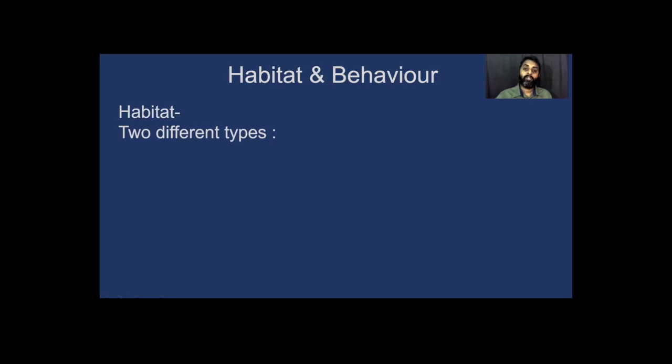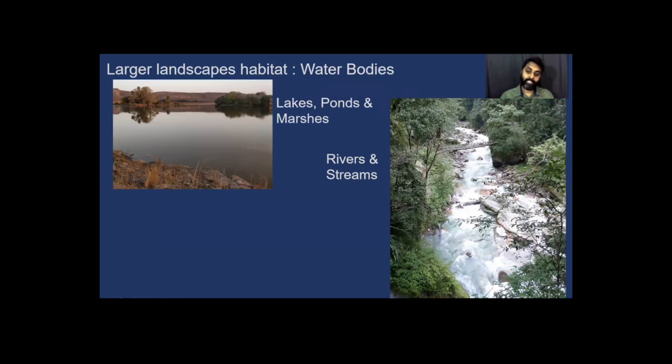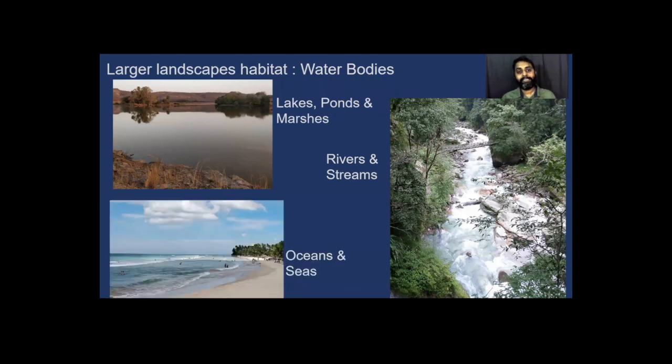So let's look at the habitat I'm going to discuss today. We are going to talk about two different types of habitat, that is a larger landscape habitat and birds' habitat in that landscape. I'll go slowly so that it's easier for you to understand with examples. Larger landscape habitat will take water bodies. So water bodies could be lakes, ponds, marshes, rivers and streams, and even oceans and seas. These are the larger landscape habitat.